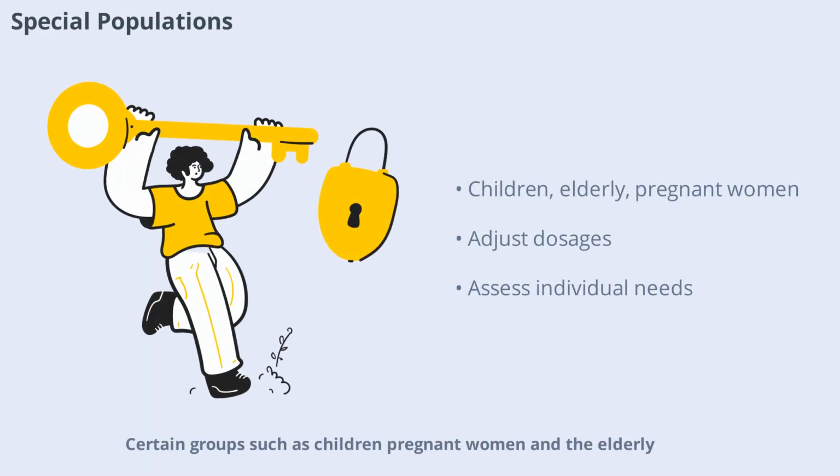Certain groups, such as children, pregnant women, and the elderly, require special consideration when using analgesics or anesthetics. Dosages may need adjustment, and some drugs may be avoided altogether. Healthcare providers assess each patient's unique needs to ensure safe and effective pain management or anesthesia during procedures.